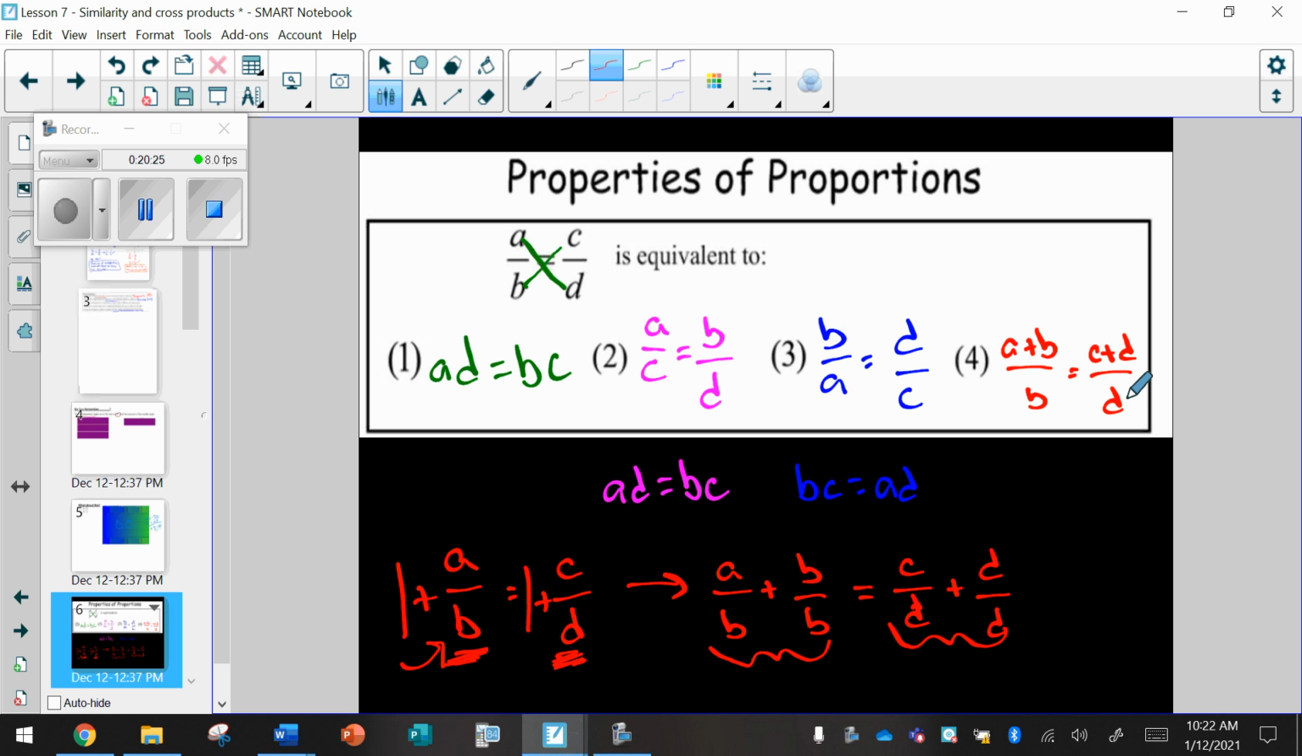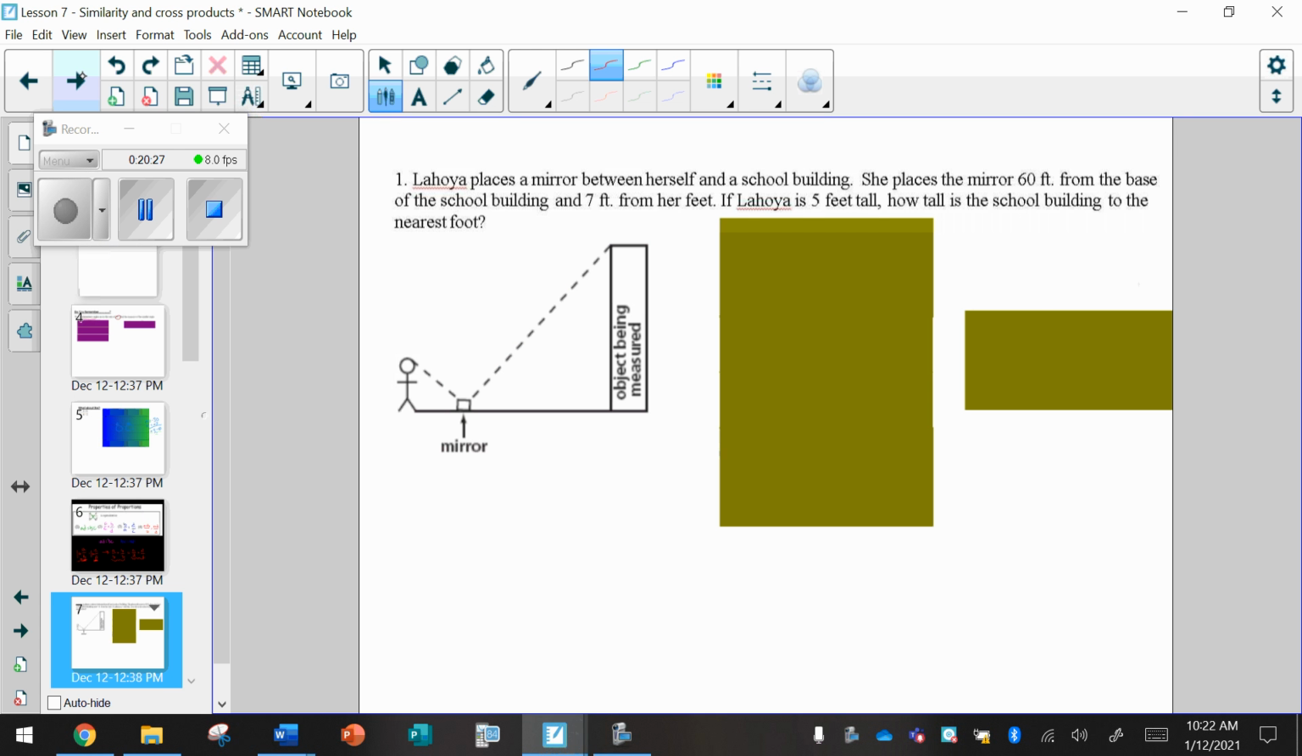Okay, so let's practice some of these things. These are some algebra applications. La Jolla places a mirror between herself and a school building. She places the mirror 60 feet from the base of the school building and 7 feet from her own feet. If La Jolla is 5 feet tall, how tall is the school building to the nearest foot? So this is called indirect measure. We're going to measure the height of the building without actually using a ruler.